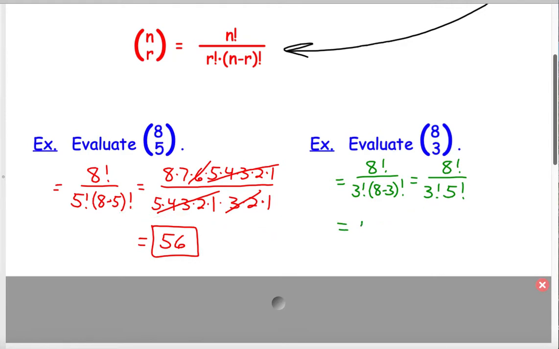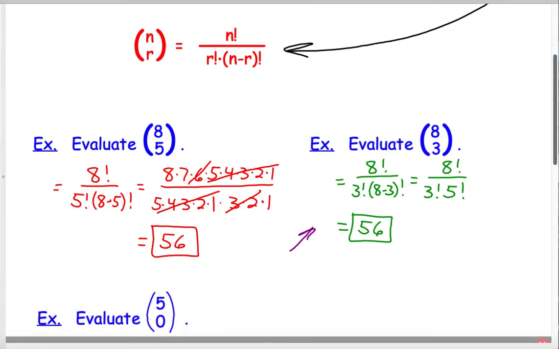So this is going to equal 56 as well. So why is that? Does that make sense? That 8 choose 5 should equal 8 choose 3. Well, if you think about this as I have 8 people and I need to choose 5 of them to join a committee, that should be the same as if I thought of it as I have 8 people and I need to leave 3 of them out to not be on the committee. There's 56 ways I can do that.